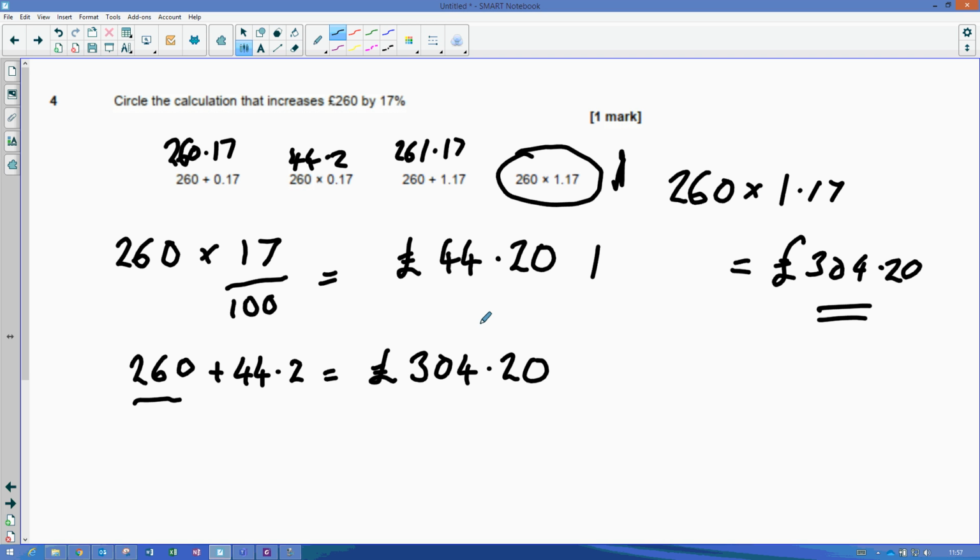Better to know that it's the right answer, of course. Right, that's all we need to do on that one.